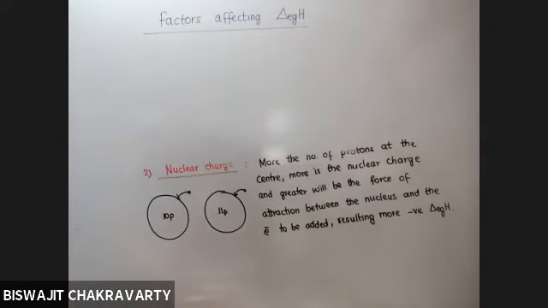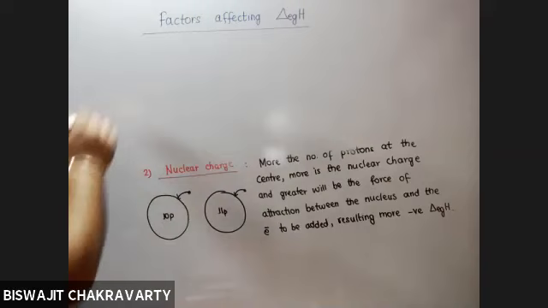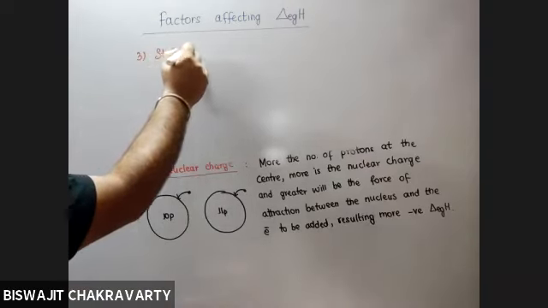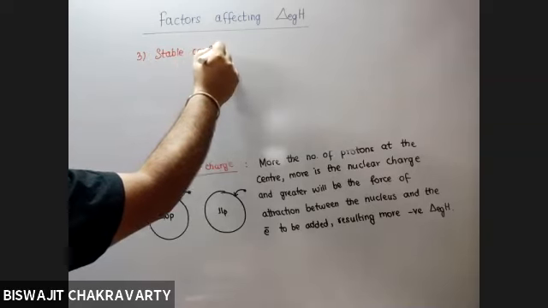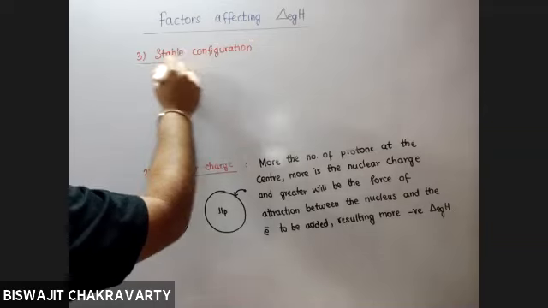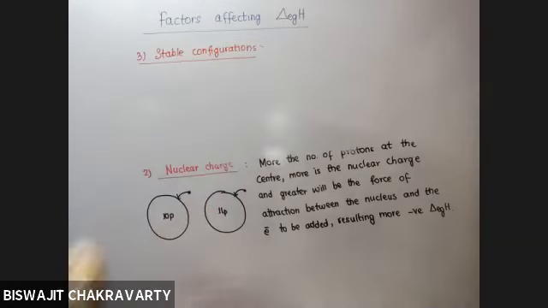Point number 3, which affects the process of accepting the electron, that has been already discussed. Stable configuration. So are the stable configurations interested in taking in the electron or not?